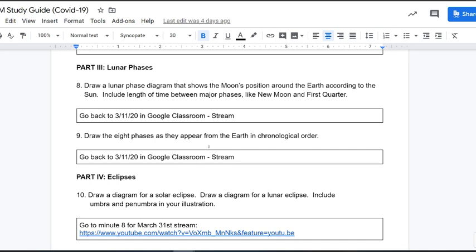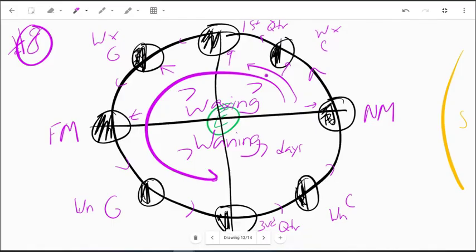So from the Earth, how do they look? Being able to identify them. This is your lunar diagram just broken into 2 pieces. All right, so go back to March 11th, look for that diagram. It will help you answer the question. All right. I thought I had it. There we are. I had the quick version of the diagram, number 8.